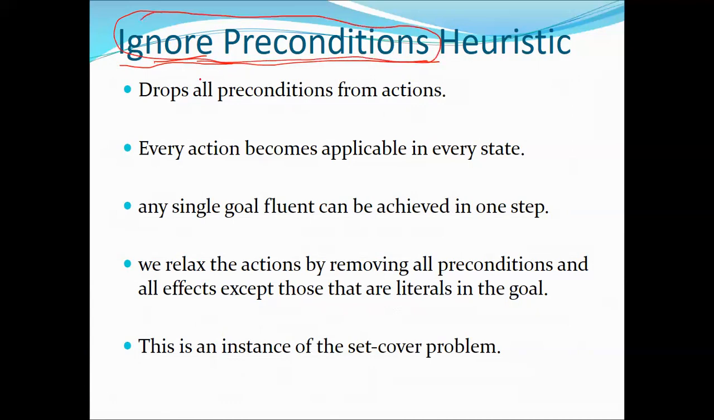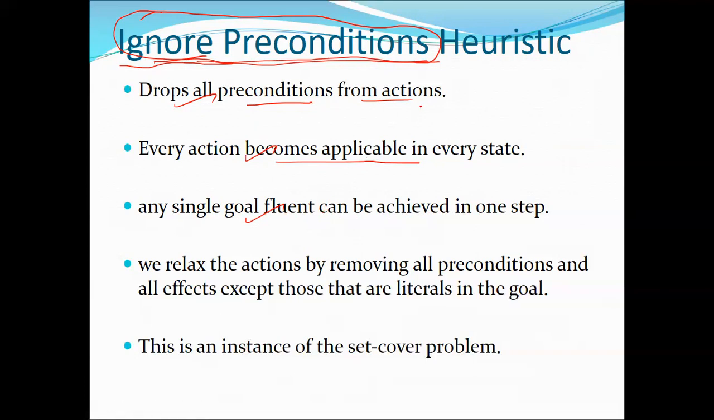Ignore precondition. That is, when you want to apply any action, you don't check for any precondition, you just apply the action. That's what it says. Drop all preconditions from actions. Every action becomes applicable in every state. So if you drop all preconditions, then every action is applicable in every state, and any single goal fluent can be achieved in one step minimum.